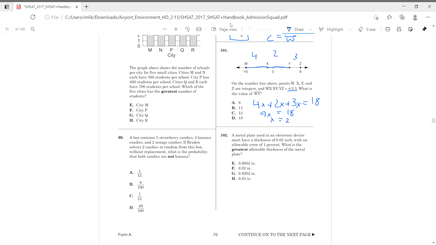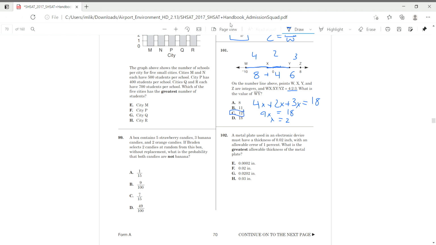So now we multiply 4 by 2, we get the actual value of WX would be 8, or -8. It honestly doesn't matter at this point. We multiply the distance XY by 2, we get 4. We multiply the distance of YZ by 2, we get 6. None of these values can be negative because you can't have a negative distance. It just doesn't work like that. And if we want to find WY, we just add 8 to 4. We get 12 as our answer.